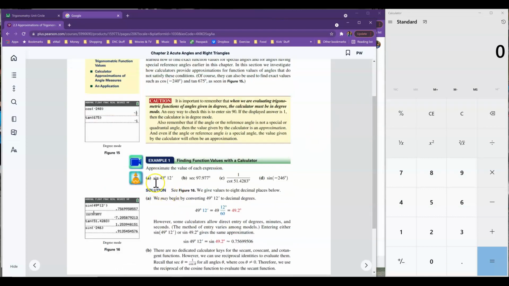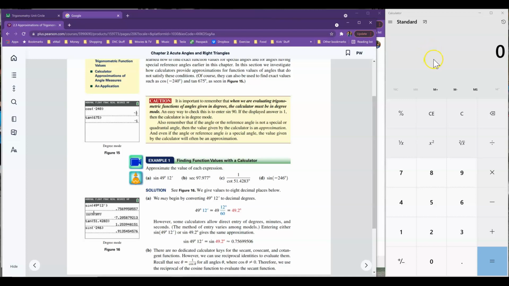And they start with the exact same problem that we had in the slides, which is the sine of 49 degrees, 12 minutes. And they do have some examples here on the left, but again, they're using this sort of TI calculator, it looks like, or something like that. So what if I wanted to use this Windows calculator? It's free, it's on every Windows computer. I'm sure Mac has something very similar to this.